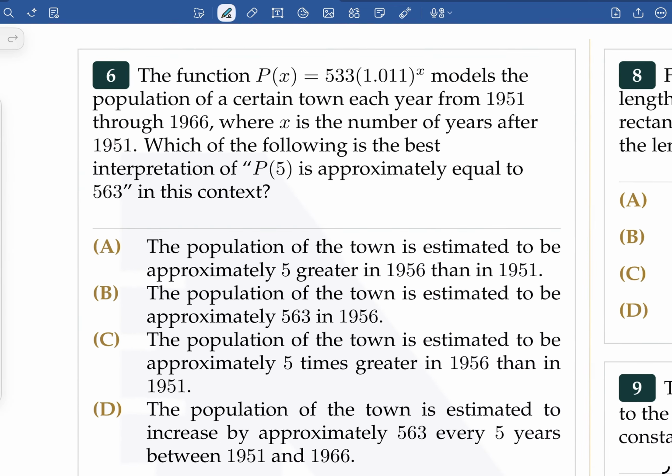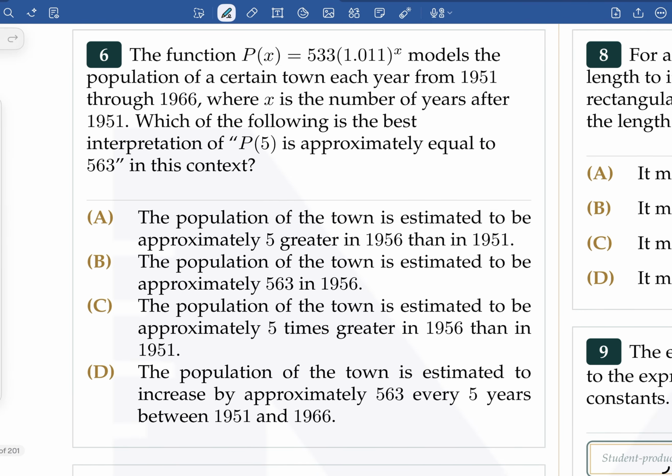Okay, number 6. The function p of x is equal to 533 times 1.011 all to the power of x models the population of a certain town each year from 1951 through 1966. This is the period of time we are talking about, where x is the number of years after 1951. So when x is equal to 1, we are talking about 1952. When x is equal to 3, we add 3 to get 1954, and so on. So the starting point is the year 1951.